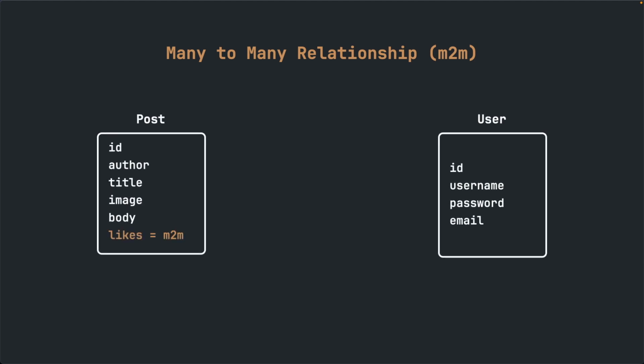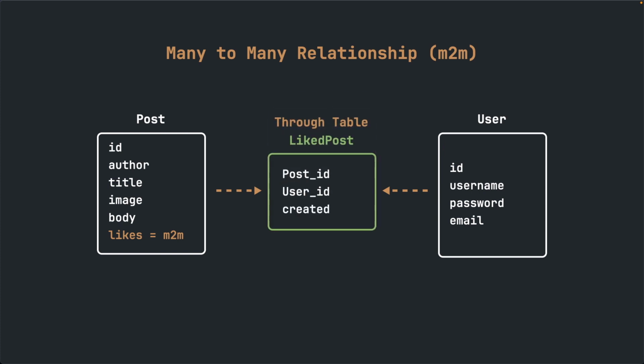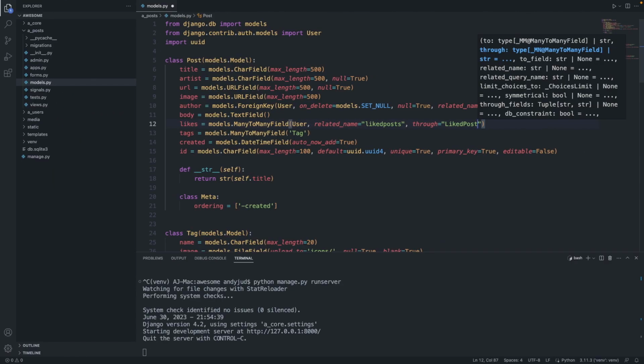We have seen the many-to-many relationship before. Django is creating automatically an intermediate or through table, pairing a post ID with a user ID. However, to attach more properties to this table, we need to create our own custom through table to replace it. Here in this table, we can add now the property created. Okay, let's create this LikedPost table now.